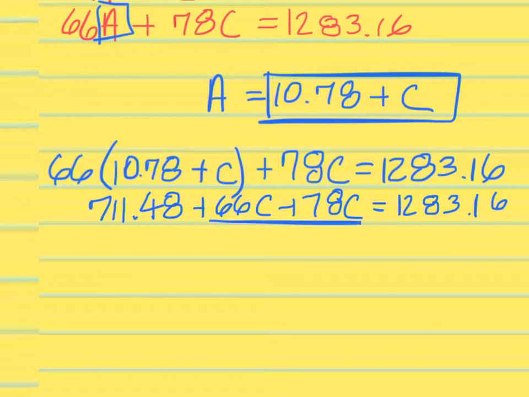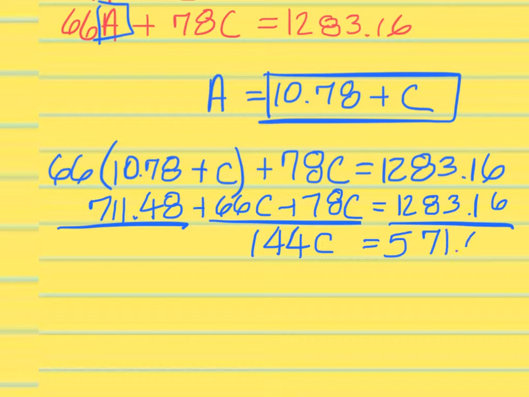Add these two together. 78 and 66 would be 144C. And then on the right side here, you're going to have this minus this. So let's just go ahead and do that to save a little bit of time. 1283.16, and then minus 711.48. And you come up with 571.68. You have to divide this by this. When you do that, you come back with 3.97. So there's the children's ticket, and all three of you that turned in a problem have that ticket price.